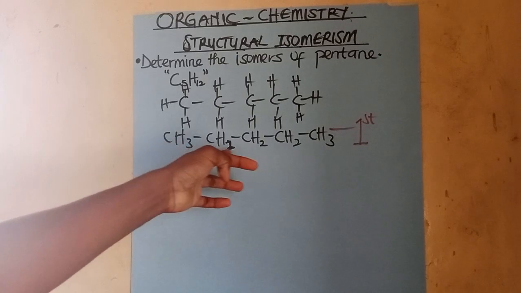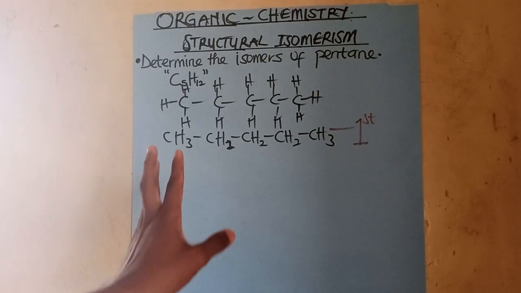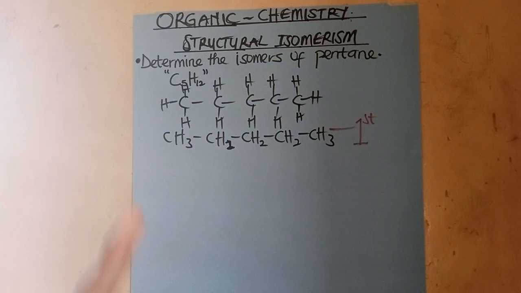To reduce the number of carbon atoms to 4. Don't forget that pentane has 5 carbon atoms. So for me to know which structure I can still draw for this pentane, what do I do? I reduce the number of carbons to 4.